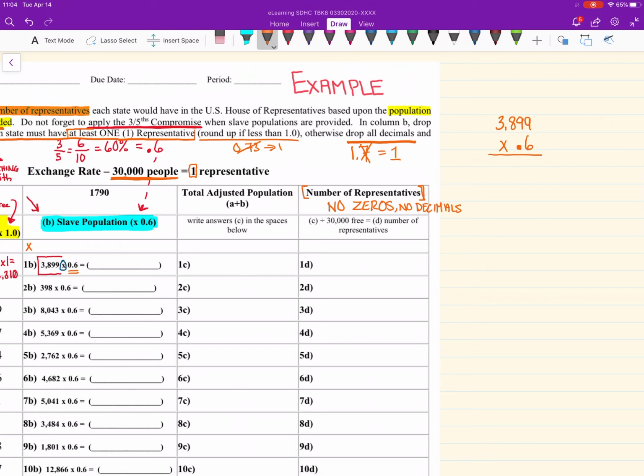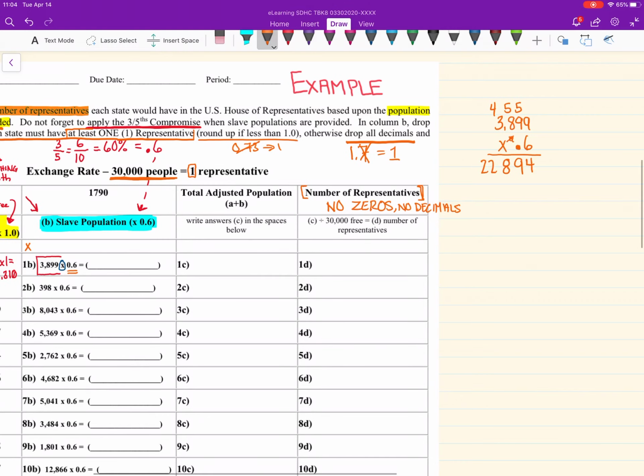So 9 times 6 is 54. Put the 5 up. 9 times 6 is 54. Plus 5 is 59. Carry the 5. 8 times 6 is 8, 16, 20, 48. Yes, I still use my times tables. Carry the 4. 6 times 3 is 18. Plus 4 is 22. There's no second number here. So we have this big number.